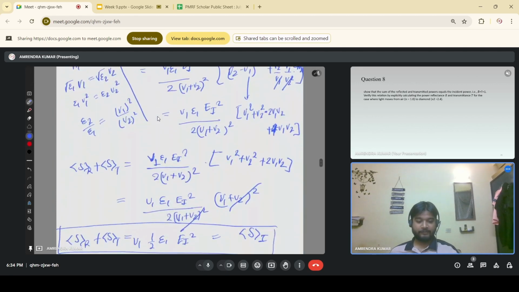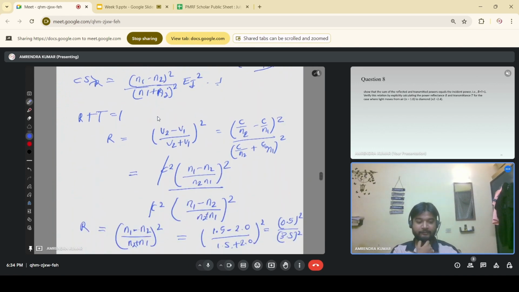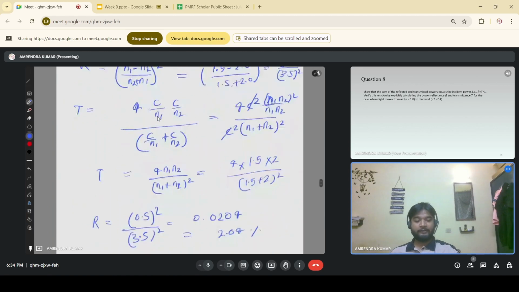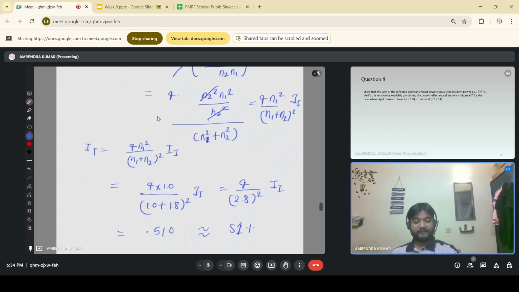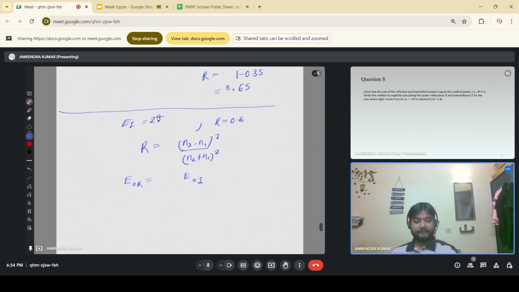So we see somewhere around here. Okay, it was V2 minus V1 over V2 plus V1. And we calculated out it was N1 minus N2. So that means if this was like V2 minus V1 equal V2 plus V1.